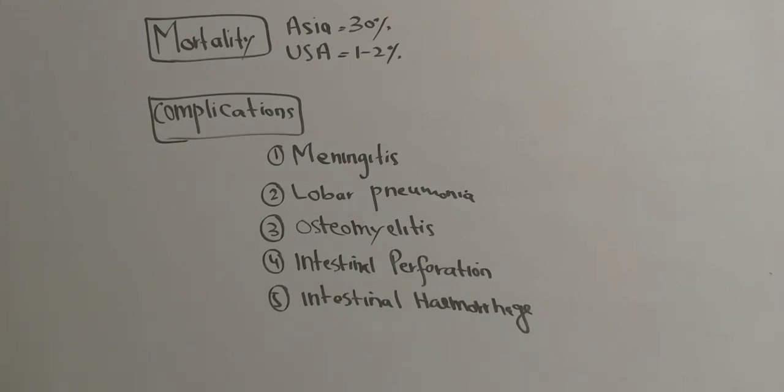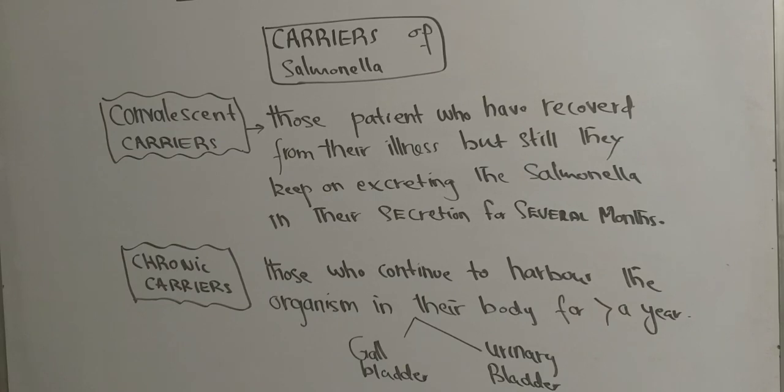intestinal hemorrhages. Now, there is another very important factor we need to talk about, that is the carriers of Salmonella. These are the ones who are carrying the organism in their body. There are two categories. One is the convalescent carriers and the other is the chronic carriers. The convalescent carriers are the ones who have been successfully treated for the infection of enteric fever, but still they keep on excreting the Salmonella in their excretions for several months. We call them convalescent carriers, the ones who have been successfully treated.